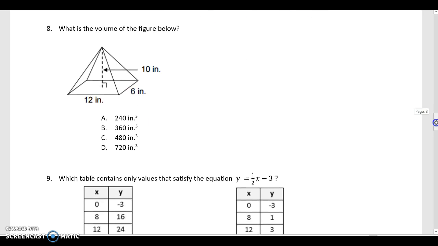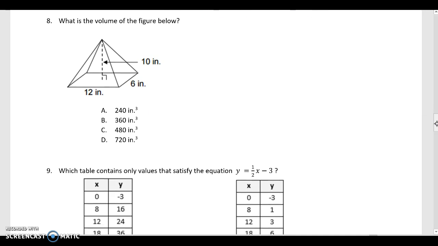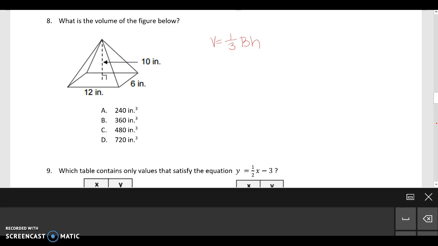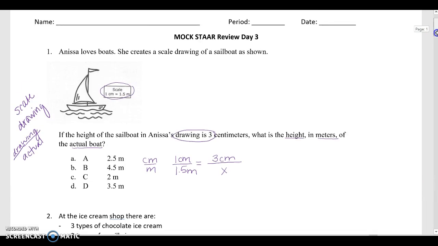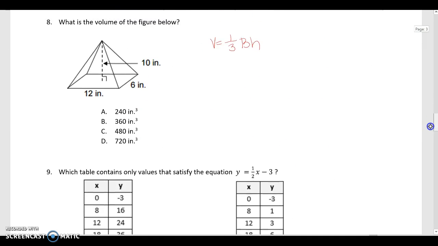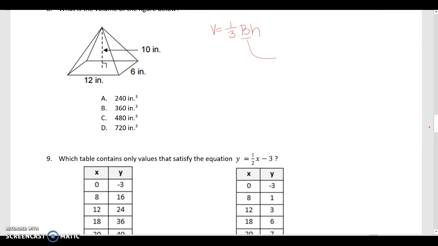Okay, number 8. What is the volume of the figure below? So first of all, ask yourself, is this a prism or a pyramid? So it's a pyramid, so we're going to use our formula chart. Volume equals 1/3 area of the base times height. Okay, we always go off to the side and do our area of the base, right? So make sure you do that. Plug it back in, right?